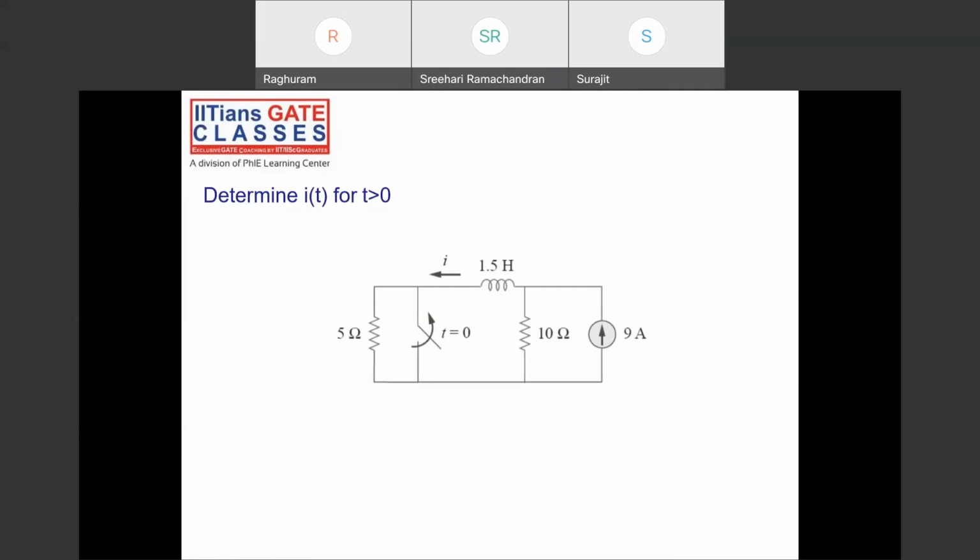So again, what is I of 0? I of 0 is before the switching operation. Before the switching operation, what is the position of the switch? The switch is opened at t equals 0, which means it was closed before. That means it's a complete short circuit. So I of 0 is 9 amperes. Whole of this current will flow through this.